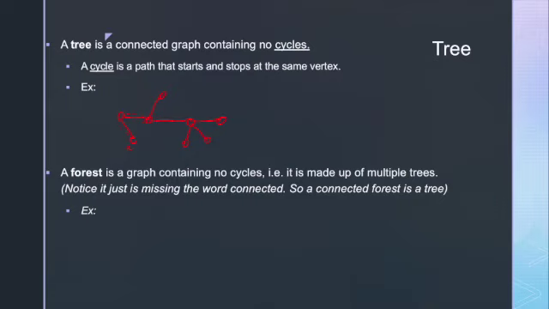A forest is a graph containing no cycles, okay? So it's just like a tree. But notice we don't mention the part that it's connected anymore. Like, we don't care that it's connected. A tree is a connected graph. A forest is not necessarily a connected graph. So, for example, this could be a forest. It contains two trees, right? Forests are made up of trees.